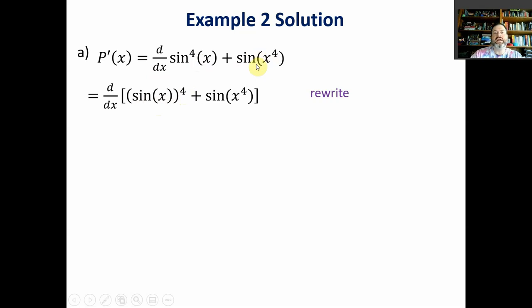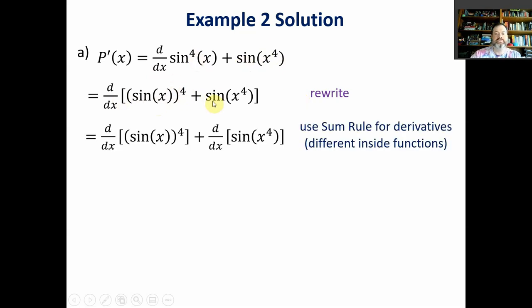Over here, it's a lot easier to see what the inside function is. The x to the fourth is our inside, and the sine is the outside. So we just rewrite it using the notation that makes it easier to read. Now we're going to use the sum rule for derivatives. I'm distributing the d dx inside the brackets.